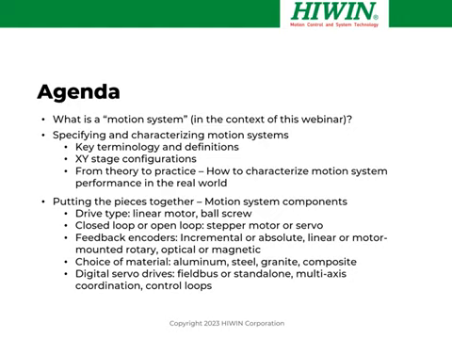We'll also look at the choice of materials that we use. So whether we use aluminum, steel, granite, composite, there's a wide range of materials that are used and they have different characteristics. And then finally, we'll look at digital servo drives and we'll look at field bus architectures and how control loops influence the behavior of a motion system.